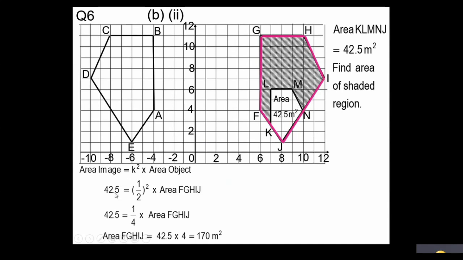Okay, so they give you the image. Okay, this one, if you take 42.5 times 4, you get 170. Okay, be careful. So, this is not the answer yet, right? Because FGHIJ is FGH, this whole thing. Okay, the one with the purple line. But you need the shaded region, which means you have to take 170 minus 42.5. Okay, the whole thing, this one, you get the shaded area region.